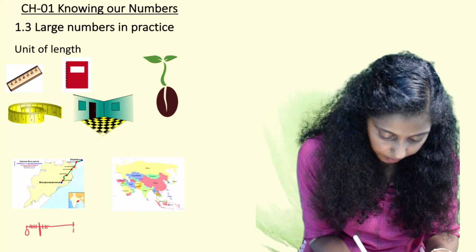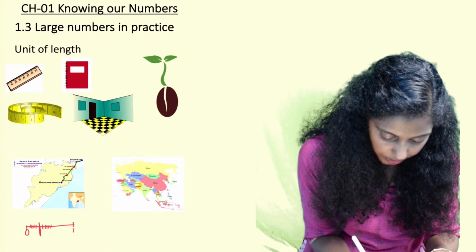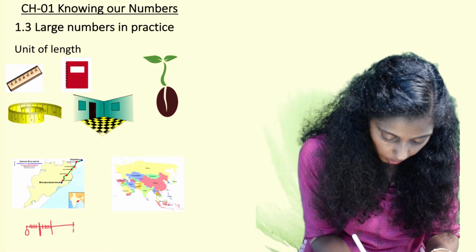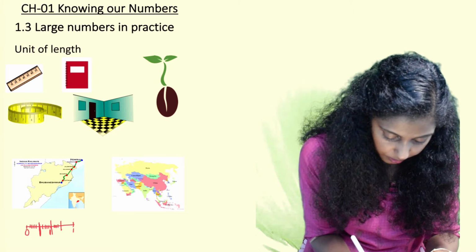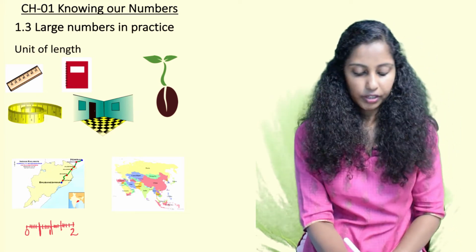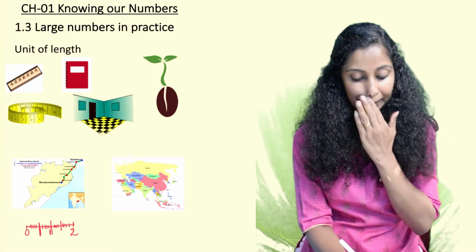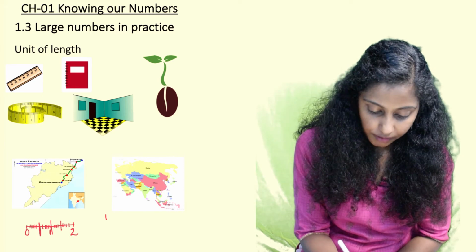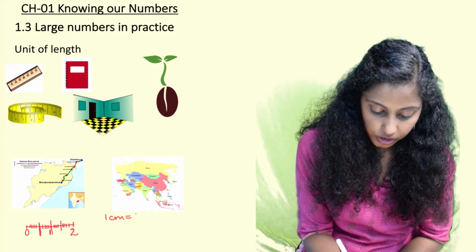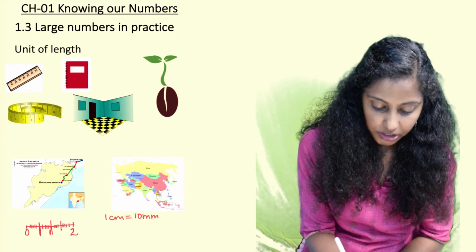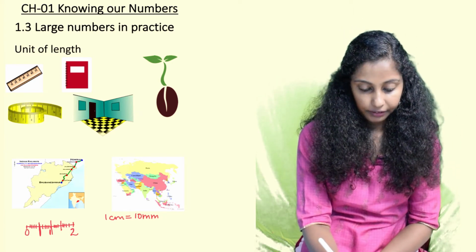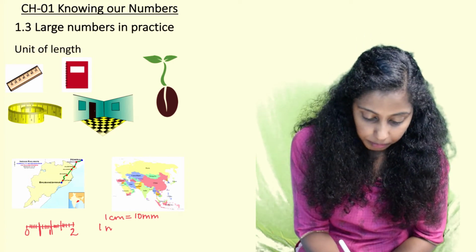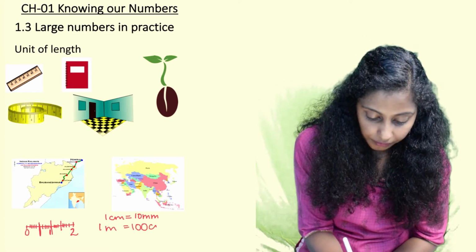Then again we have smaller lines, and these smaller lines are called millimeter. Therefore we have 1 centimeter is equal to 10 millimeter. Millimeter is the smallest unit of measuring length. And then we have 1 meter is equal to 100 centimeter.